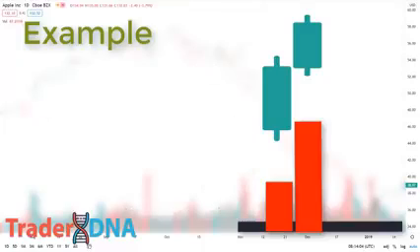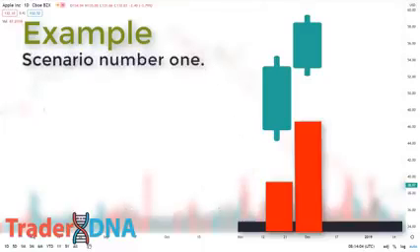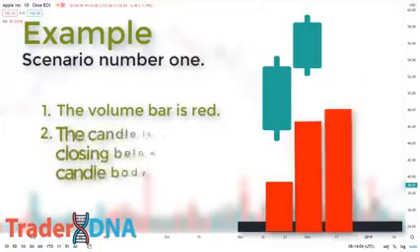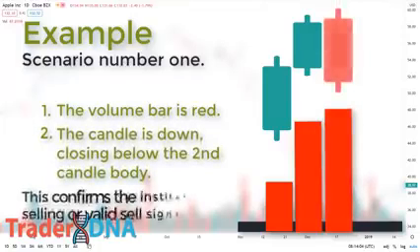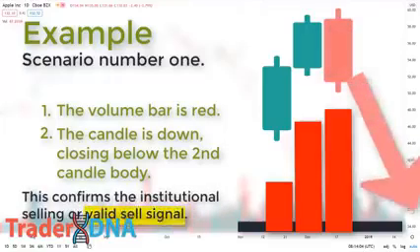Let's go to the third candle. Scenario number 1. First, the volume bar is red. Second, the candle is down, closing below the second candle body. This confirms the institutional selling, or valid sell signal.